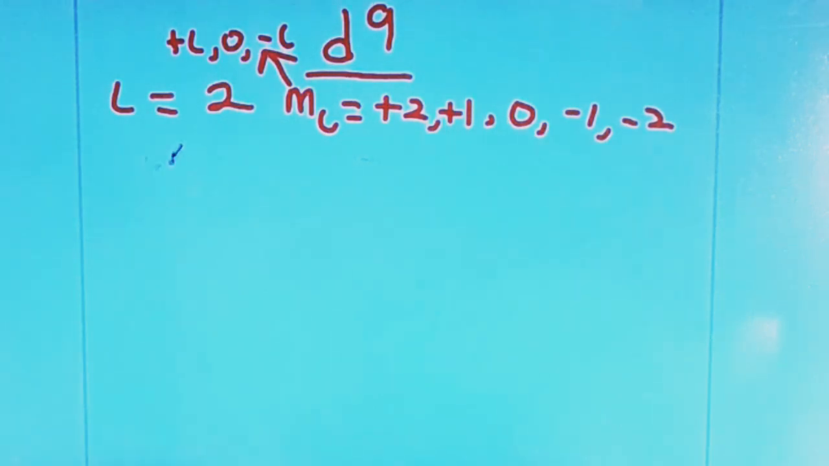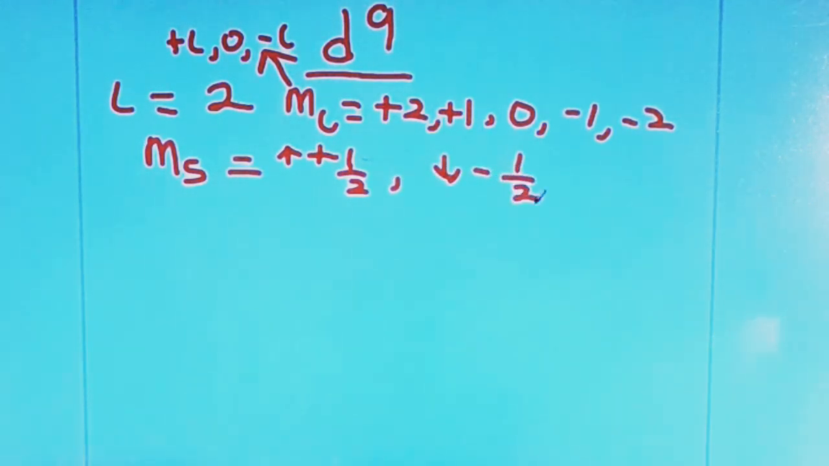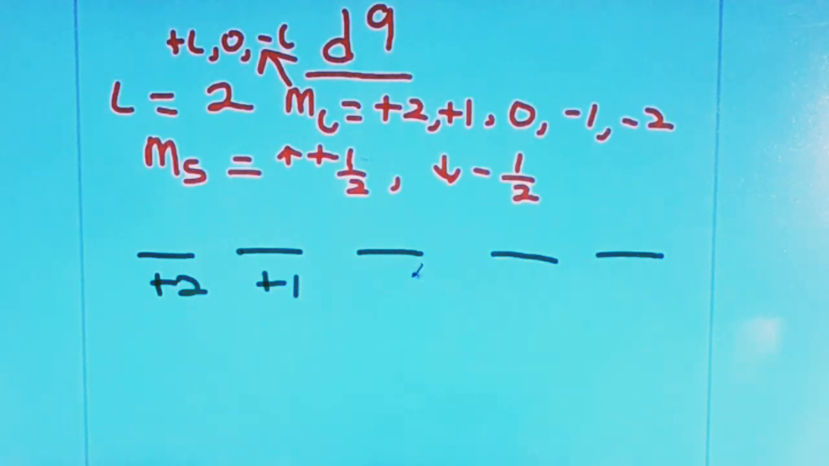Then the spin quantum number, represented by ms. An electron can spin in an upward way, represented by +half, or in the downward way, represented by -half. Then the next thing is to write down the orbital. The d orbital is a 5 degenerate orbital, so we write down the 5 orbitals. Then the next thing is to indicate the magnetic quantum number.